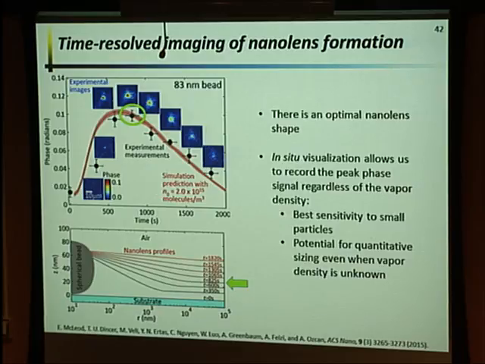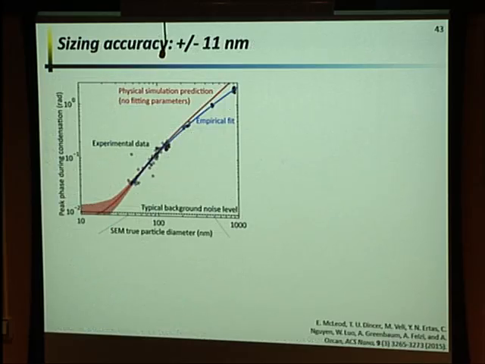If we had a higher vapor density, these dynamics would just happen faster. So we'd squish this curve to the left, but this peak value wouldn't change. This peak value doesn't depend on the vapor density. It's only the time at which this peak value occurs. And so this is going to give us the best sensitivity to small particles. It's also going to give us a potential for quantitative sizing even when the vapor density is unknown.